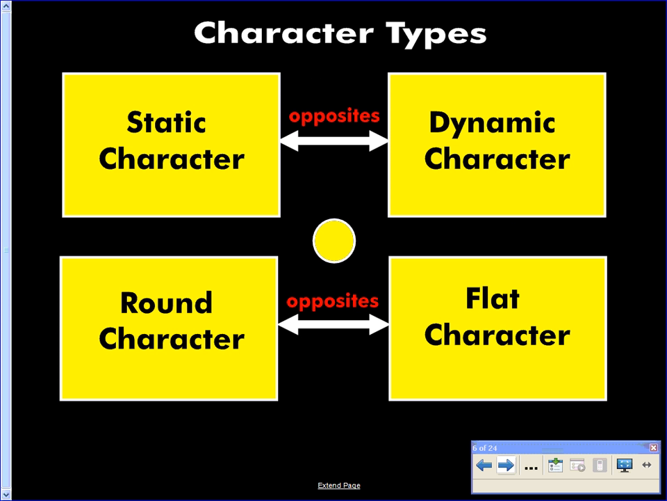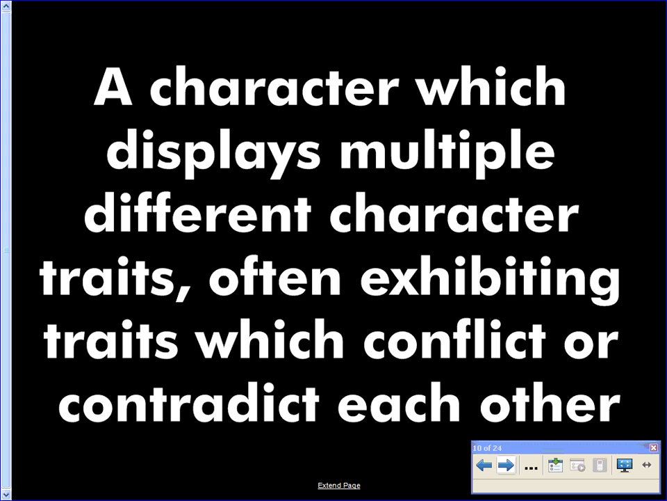Or what's the definition of round? Colby, go ahead. There's multiple character traits. That's right. A character which displays multiple different character traits, often exhibiting traits which conflict or contradict each other. Pulling out some important words.